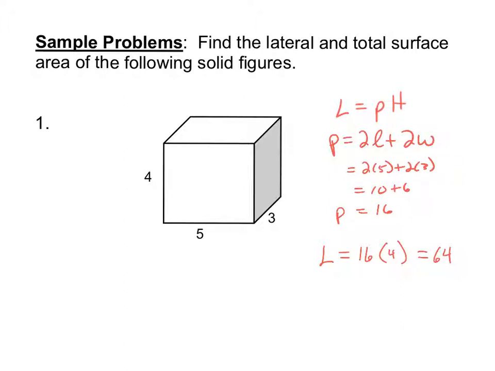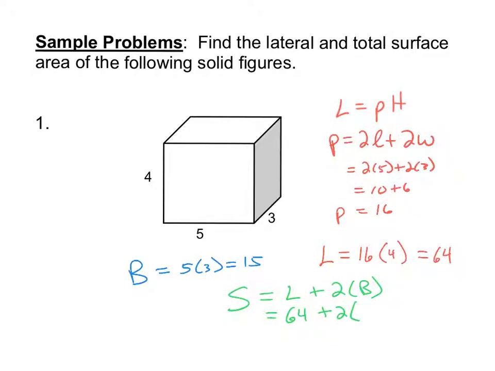Now, for the area of the bases, the area of the base is going to be 5 times 3, which is 15. So altogether here, the total surface area is the lateral surface area plus 2 times the area of the base. So I'm going to have 64 plus 2 times the area of the base, which is 15. So I get 64 plus 30, which is 94 square units.